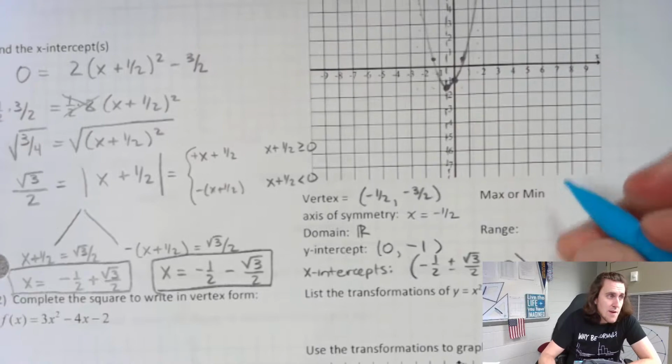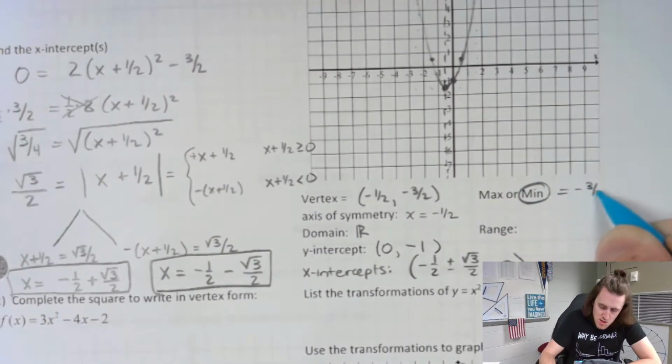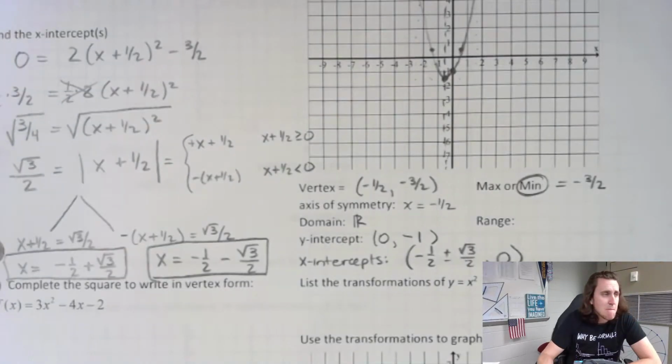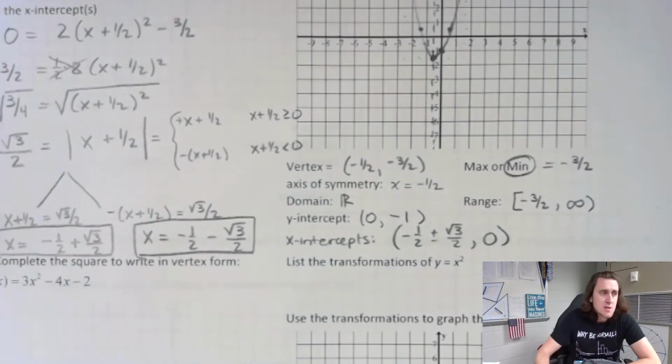This particular graph has a minimum value, which is equal to the y value of the vertex, and our range goes from that minimum value upwards to infinity.